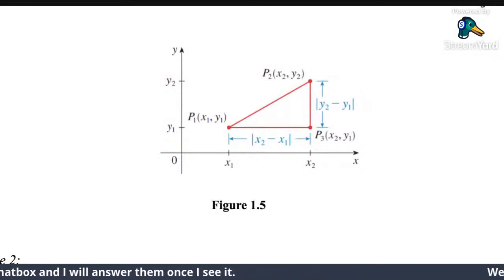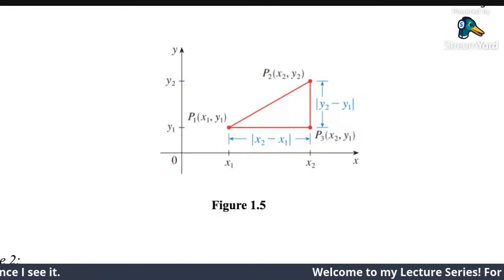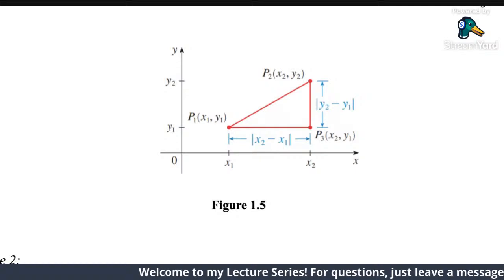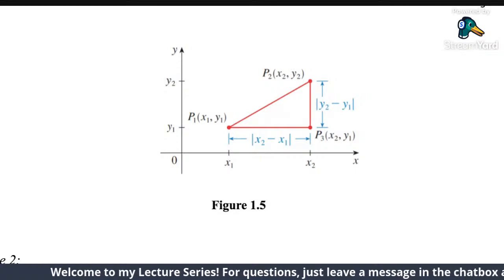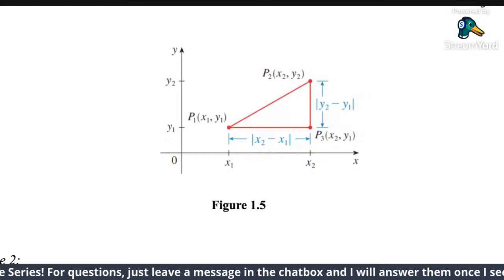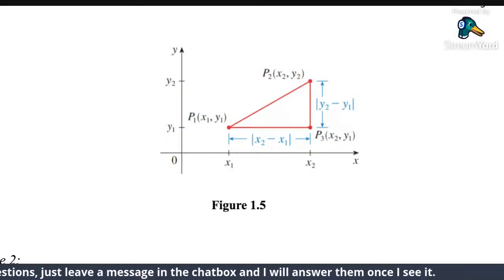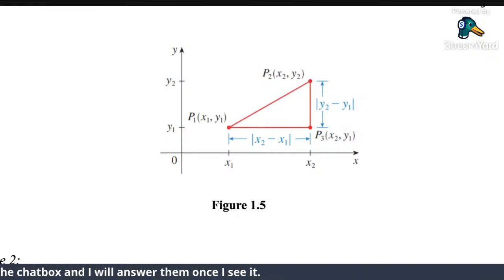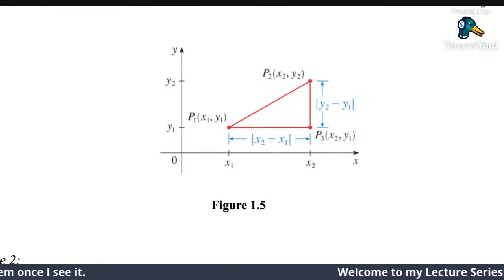If we have these 2 points, then we can assign a point P3 here, having the coordinates x sub 2 and y sub 1. So we have y sub 1 here, y sub 2, x sub 1, x sub 2. So the coordinate of P3, if you take it here, will intersect at x sub 2, y sub 1. So same is true here.